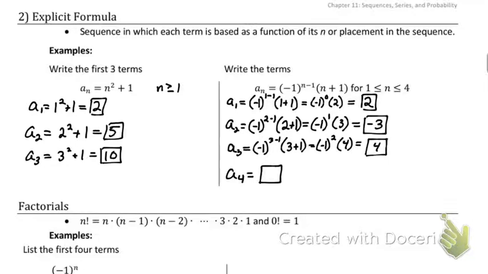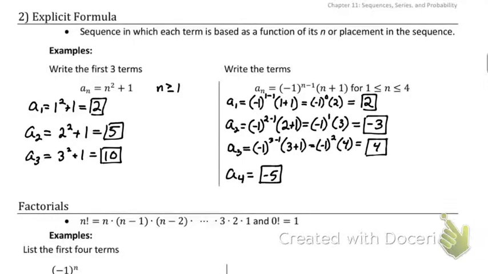Negative 2 or negative 4? Nope. I'll give you a hint. 2, 3, 4. Oh, negative 5. It'd be negative 5. And if you do the work, you should get out a negative 5.